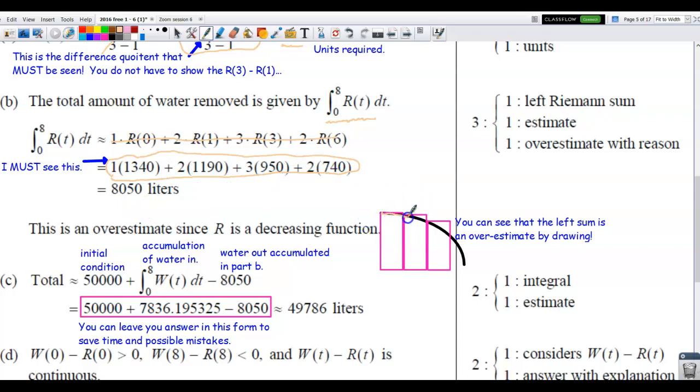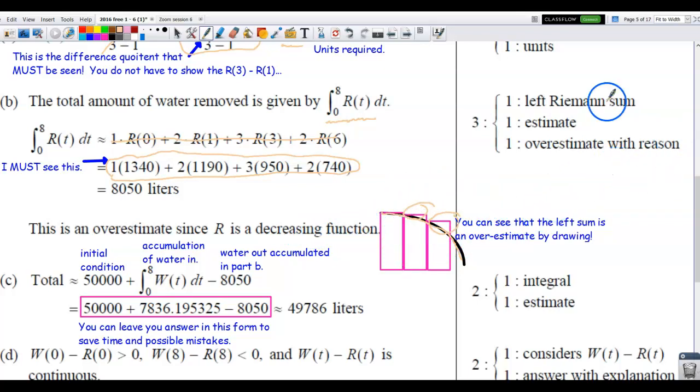The second part of the question, remember I talked about the fact that we're going to have a decreasing function. So I drew a decreasing function on my paper, and I put in a few left rectangles, and I can clearly see that I am beginning to overestimate the area. So I'm going to say this value is an overestimate since R is a decreasing function. And this is just for me to see that I'm going to get that overestimate.